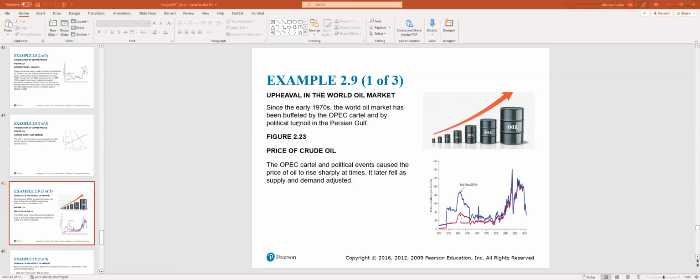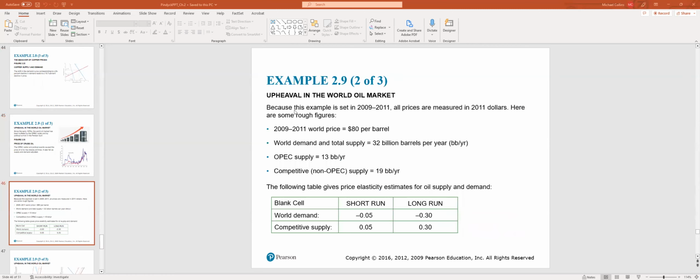Also, these countries constantly cheat each other. They're like, all right, we're all going to agree to sell 1 million barrels a day, right? And then someone else is like, we'll sell 1.1 million. Then all of a sudden, because of the cheating, you have extra supply, which drops prices. Because this example is set in 2009 and 2011, all prices are measured in 2011 dollars. The world price of oil is $80 a barrel, pretty similar to where it is today. World demand and supply is 32 billion barrels per year.